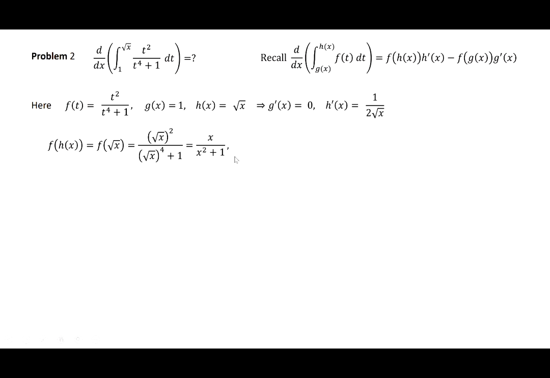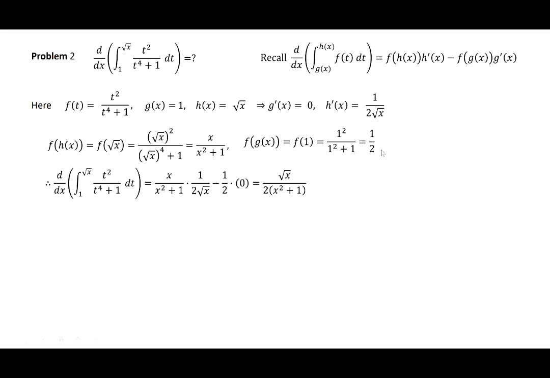Just simplify it a little. Square root of x, the quantity square is x. Square root of x, the quantity to the 4 is x square. So that's what I wrote. And f of g of x happens to be wherever you see t, plug a 1. So 1 square over 1 square plus 1, which is 1 over 2.